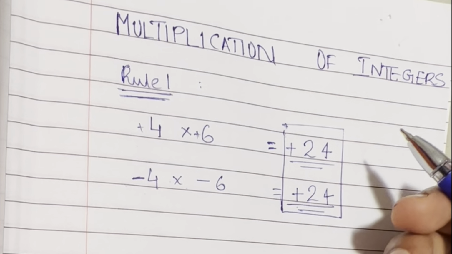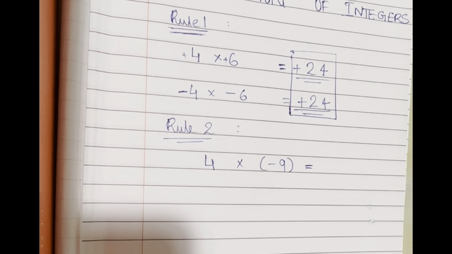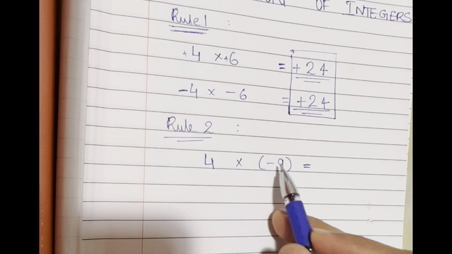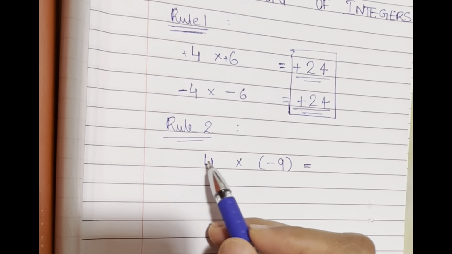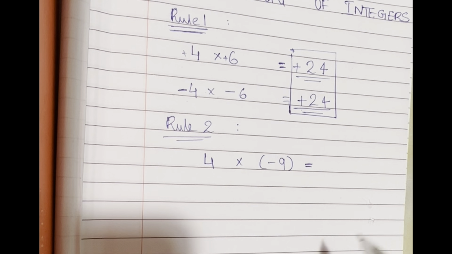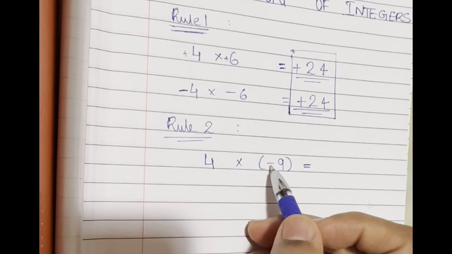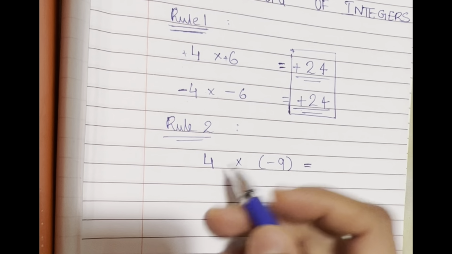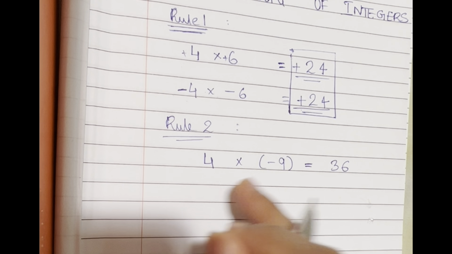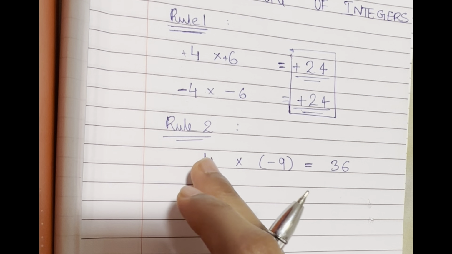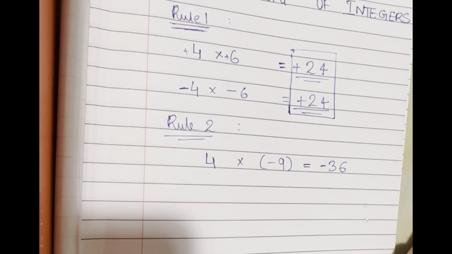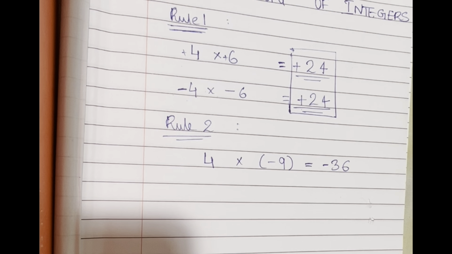Next we will study rule number 2. According to rule number 2, for example, one is a positive integer, one is a negative integer. If both have opposite signs, one is positive, one is negative, in this case what will we do? Simply multiply them. What is 4 into 9 or 9 into 4? 36. So multiply the absolute values, and when it comes to the sign, we have to see if they are opposite signs. If they are opposite signs, then it is always negative. If one is positive, one is negative, it is negative.